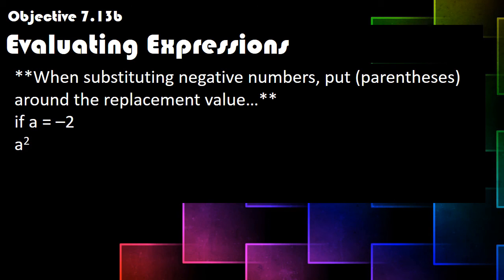So what about a squared? If we put a in parentheses, let's do negative 2 squared. And when we do that, negative 2 times negative 2 would equal a positive 4.